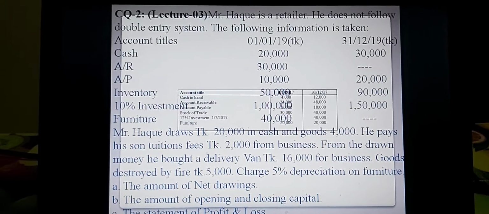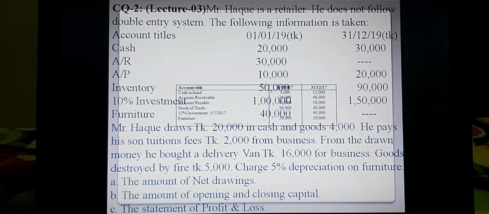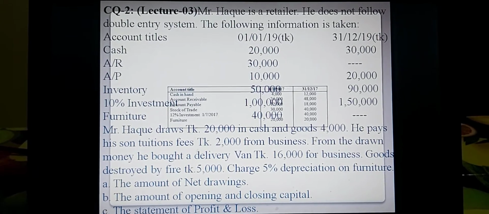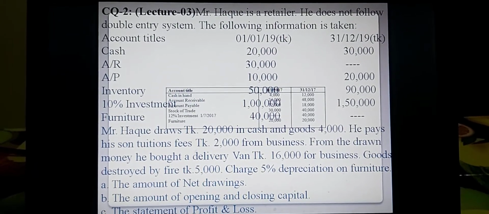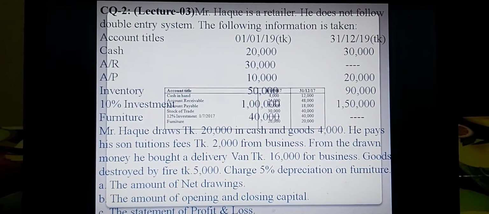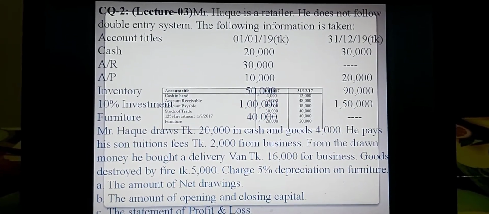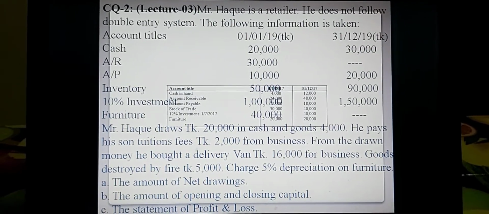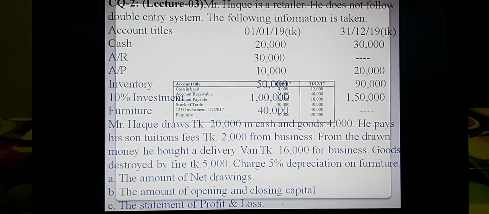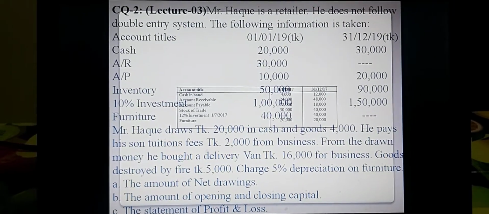Just as I said, without information, if any kind of fixed asset is not given in the closing balance, then you can carry on the opening amount to be treated as the closing amount. So furniture was 40,000 at the beginning of the year, so you have to write the 40,000 amount on the closing date, that is 31st 12/19, taka 40,000. Another piece of information is given for this creative question. Mr. Hawk draws taka 20,000 in cash and goods taka 40,000.